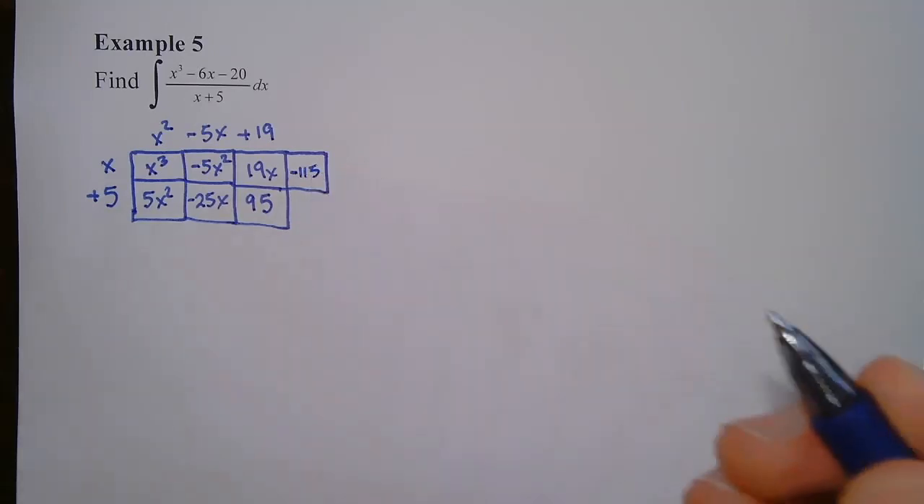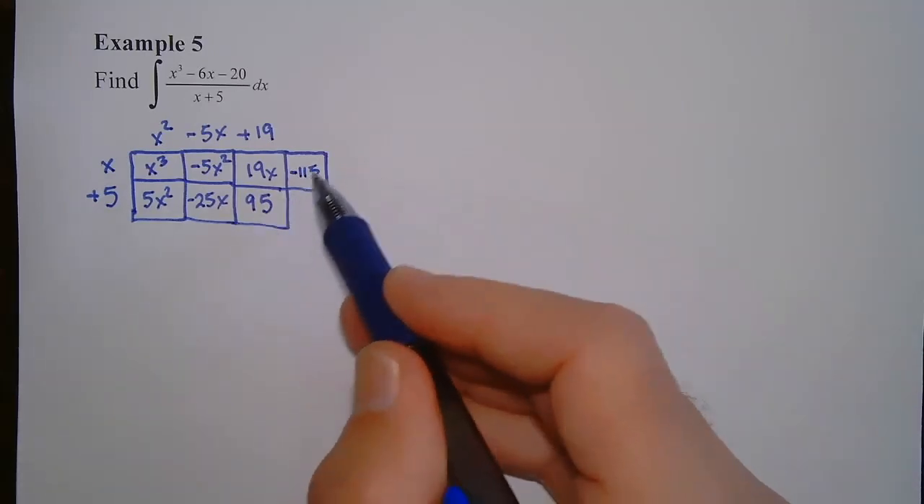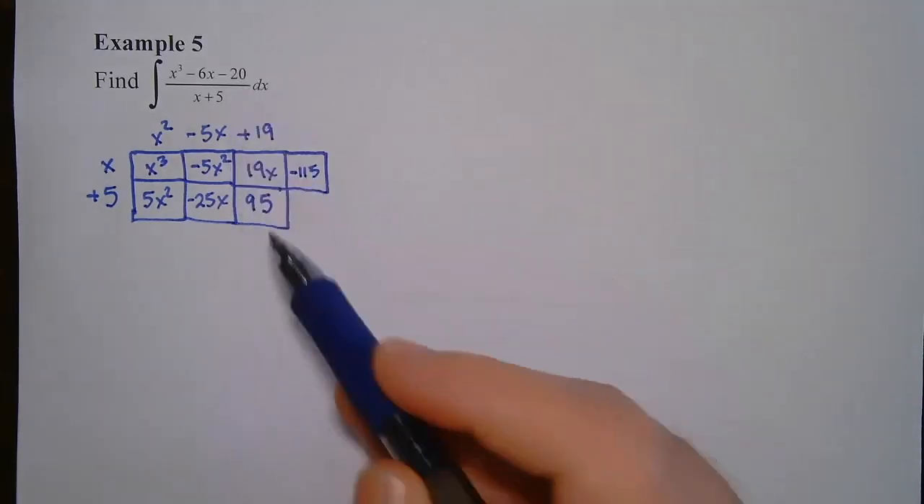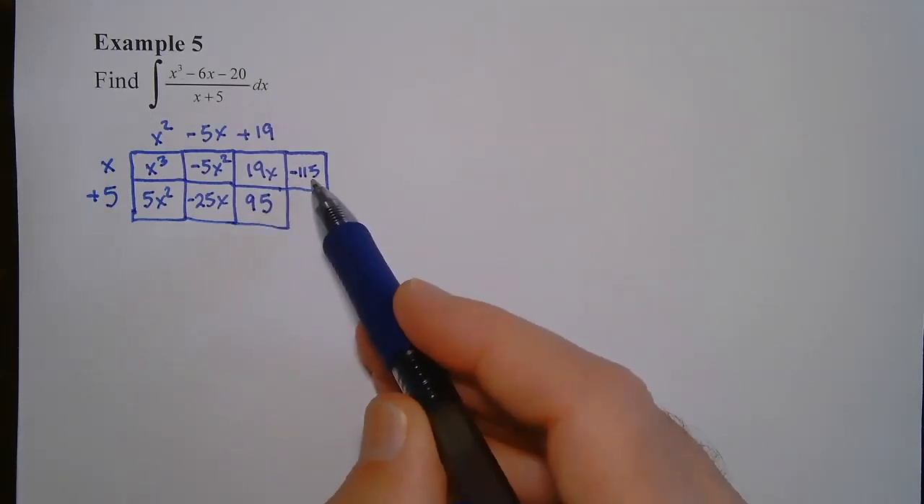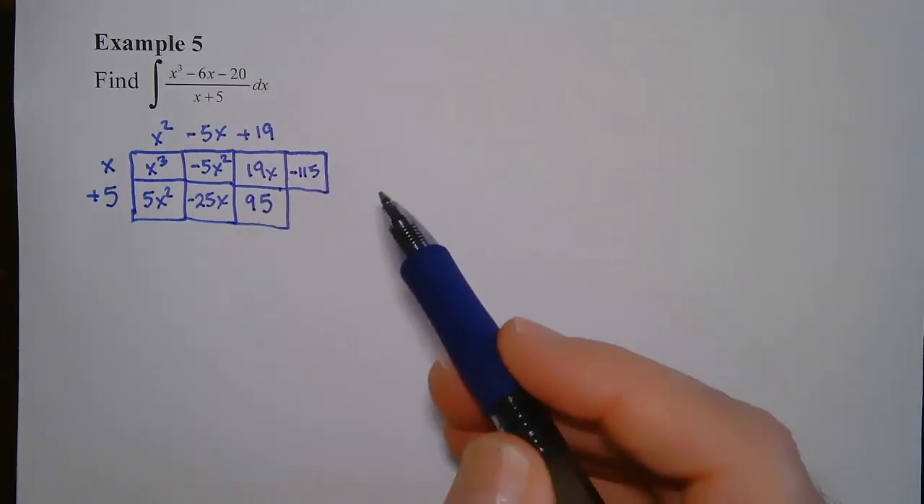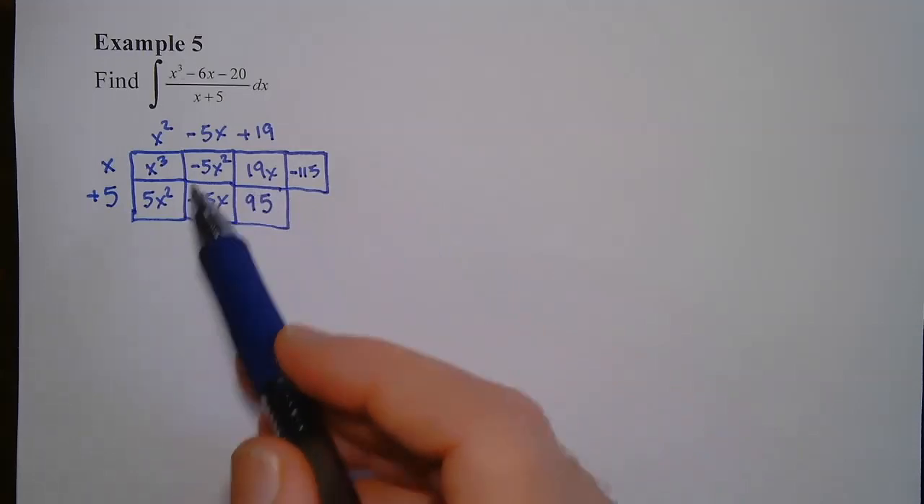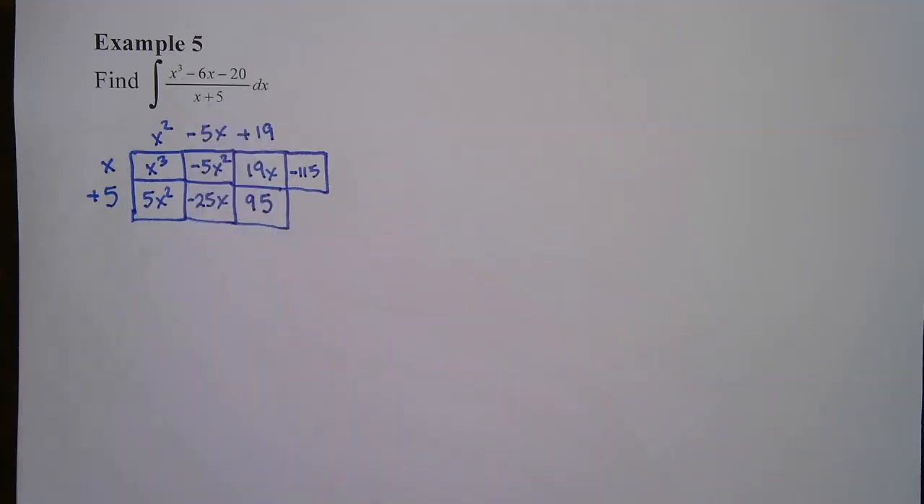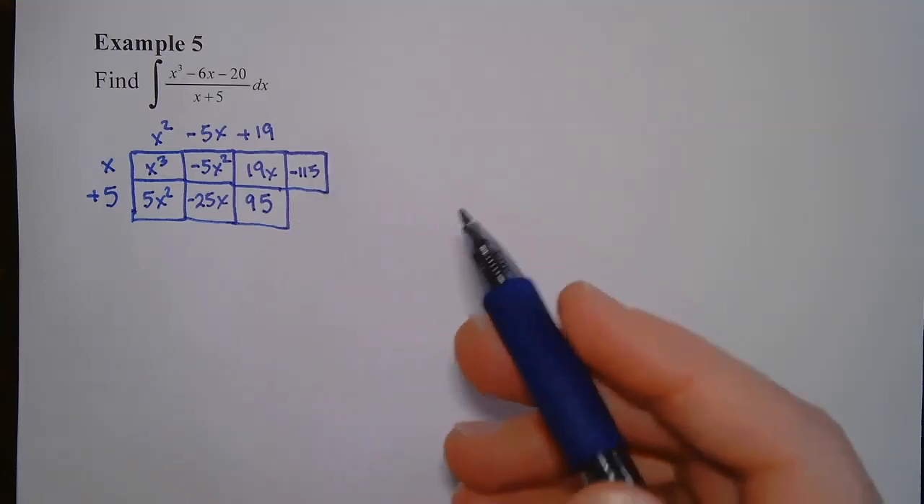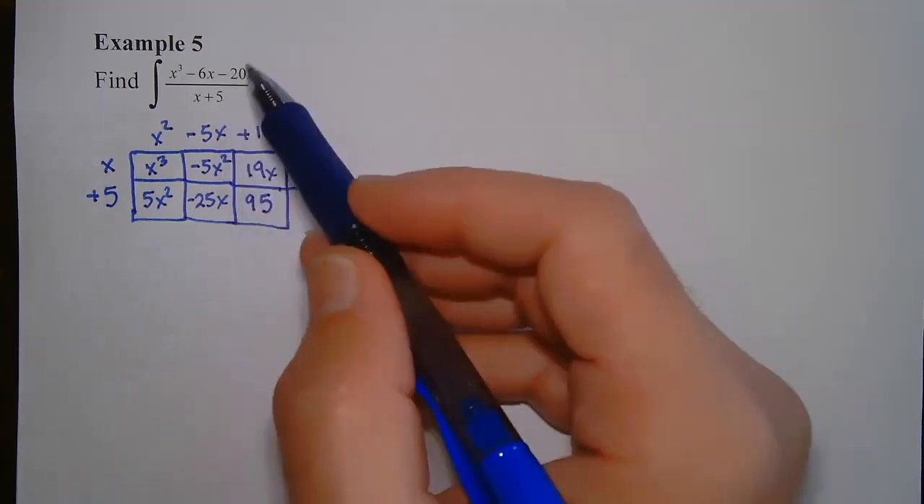Now, why negative 115? Because this diagonal needs to add up to be the negative 20, right? And 95 and negative 115 make negative 20. So the diagonals always have to add up to give you the term that you have, okay? All right, so that means we can rewrite this problem right here.